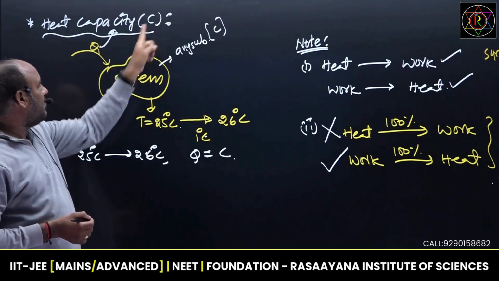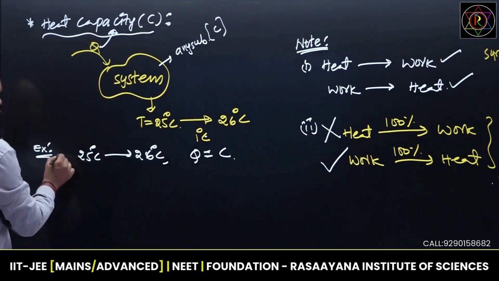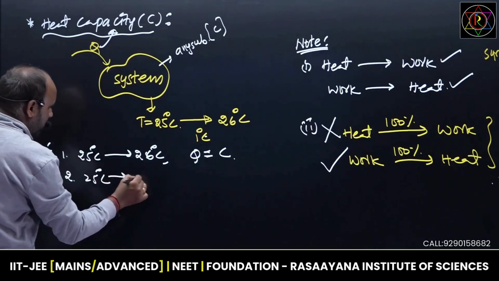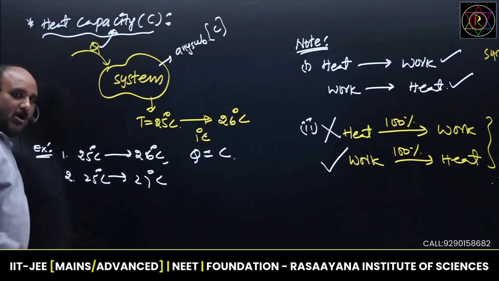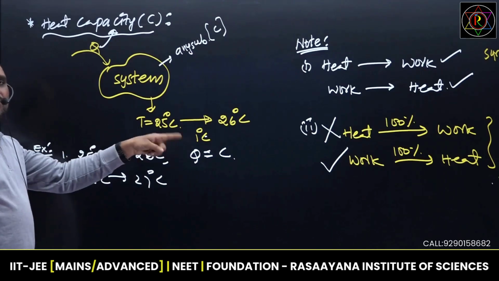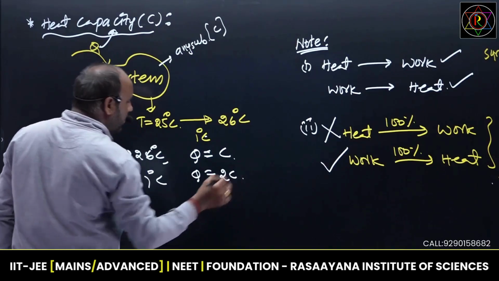Q is C means when the temperature increases by 1 degree centigrade. Suppose I want to raise it from 25 degrees centigrade to 27 degrees centigrade. How much is the difference? There is a 2 degree difference. For 1 degree it is 1 C, so for 2 degrees it is 2 into C. Therefore the heat is 2 into C.